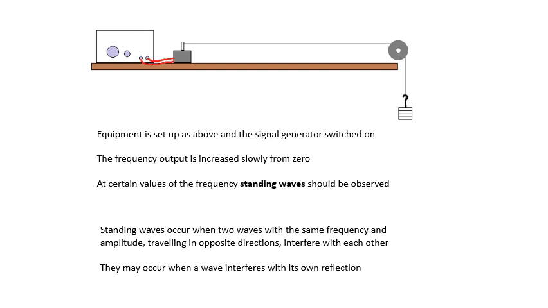Now, for the exam, you should learn this phrase. Standing waves occur when 2 waves with the same frequency and amplitude traveling in opposite directions interfere with each other. Learn that sentence. They may occur when a wave interferes with its own reflection, which is what's happening here. The wave travels along the string, and then when it gets to that end, it reflects. And so we have these 2 waves interfering with each other, and at certain frequencies we get this special kind of wave, a stationary wave or a standing wave.